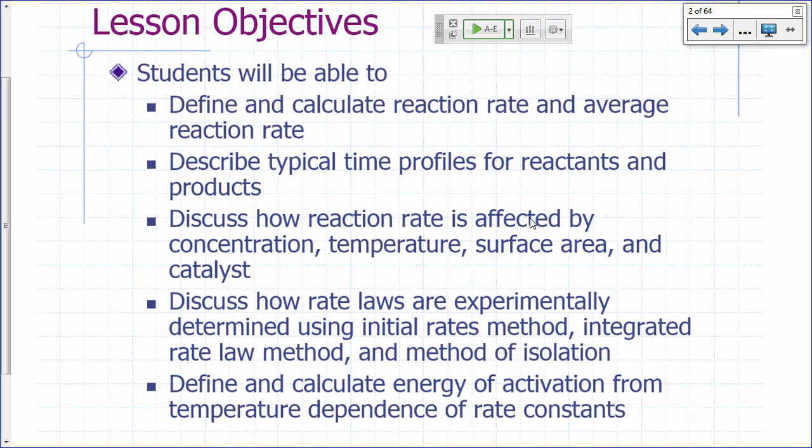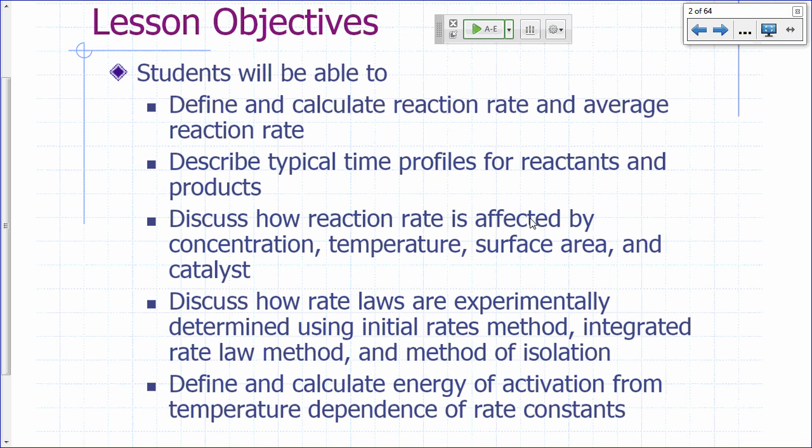You need to be able to describe typical time profiles for reactants and products. In other words, what happens to reactants and products during the course of a reaction, particularly the concentrations. How reaction rate is affected by concentration, temperature, surface area, and catalyst. So those are the four factors that affect reaction rates. Reaction rate refers to what? How fast reactions go. So that's our concern in chemical kinetics.